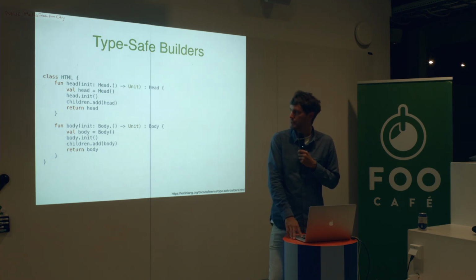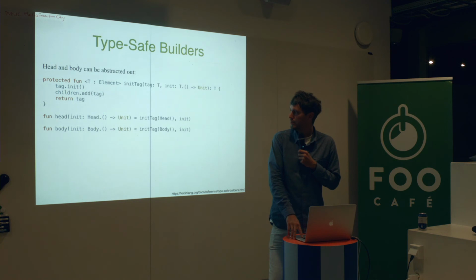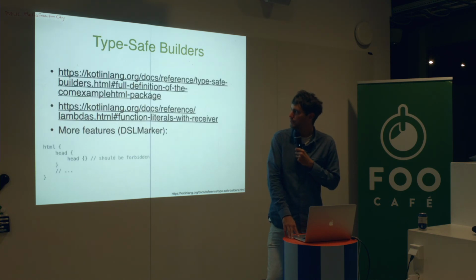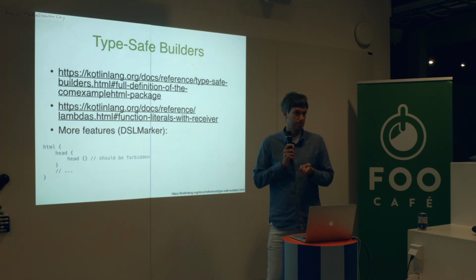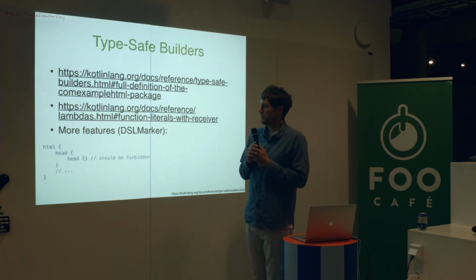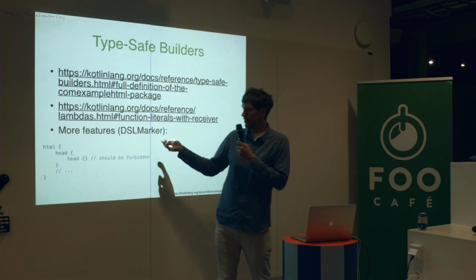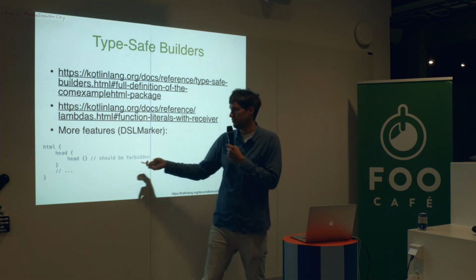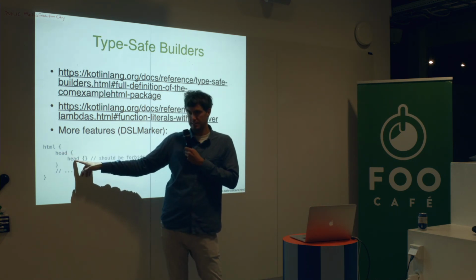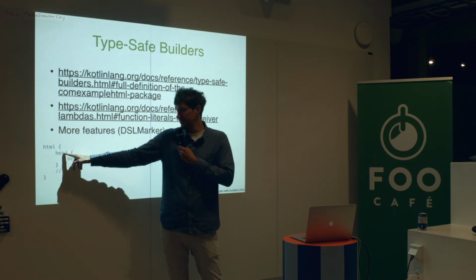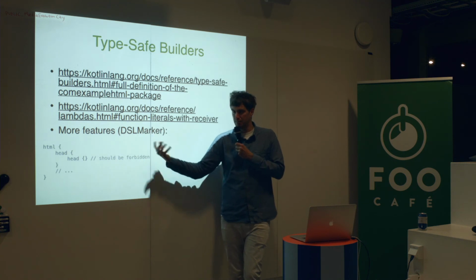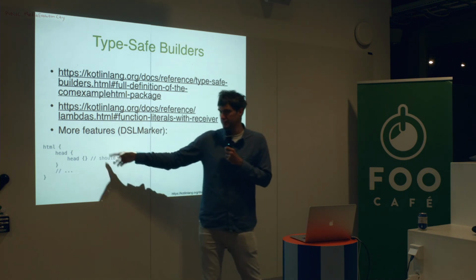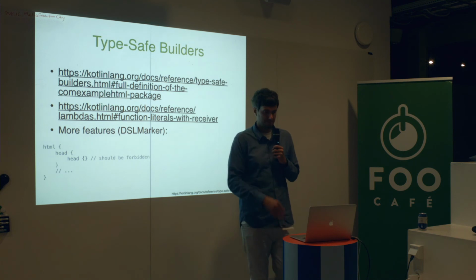And here is the implementation of head and body. I've kind of abstracted it. This is one of the selling points of Kotlin. I think it's really quite cool to be able to do this. And you can read more about it here. There are also some other features that you can use. For example, this should not be allowed in HTML. You shouldn't be allowed to put a head inside a head, right? So you can use some DSL markers to avoid these kinds of things as well.